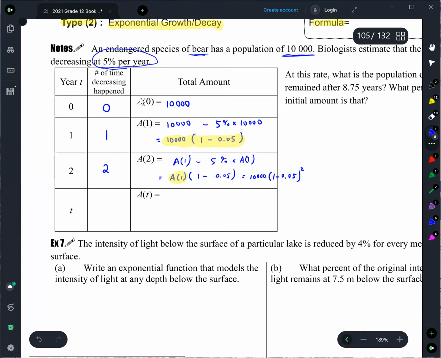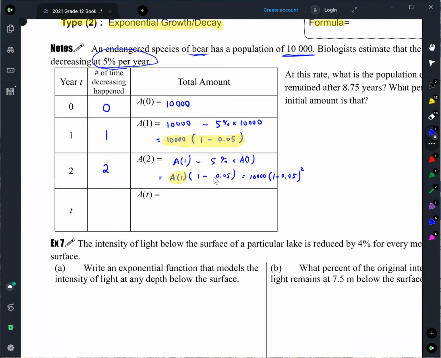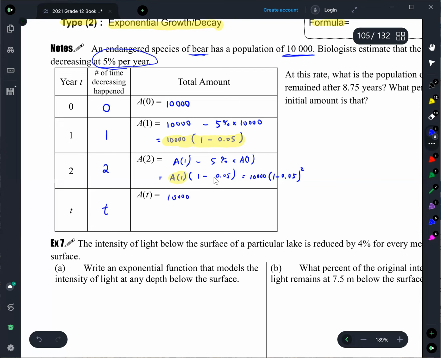So if the question changes, right? If it says increasing 5%, the bears are growing more and more, then instead of 1 minus, it will be 1 plus. So the 1 is like no change, right? The original. So if there's an increasing, you add it to the 1, right? If there's a decreasing, you subtract from the 1. Okay? So after t years, A of t will be 10,000. That's our original. And then 1 minus 0.05 to the t.